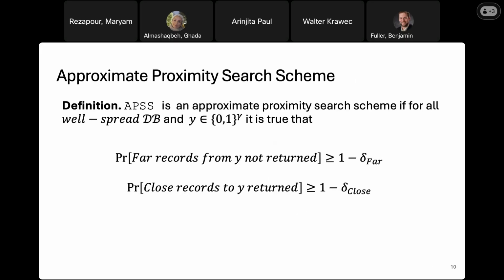In other words, APSS is an approximate proximity search scheme if for all well-spread databases and all queries y, it should be true that the far records from the query are returned with probability at most some predefined negligible value delta far, and the probability that close records to the query are returned should be greater than 1 minus some negligible value delta close.